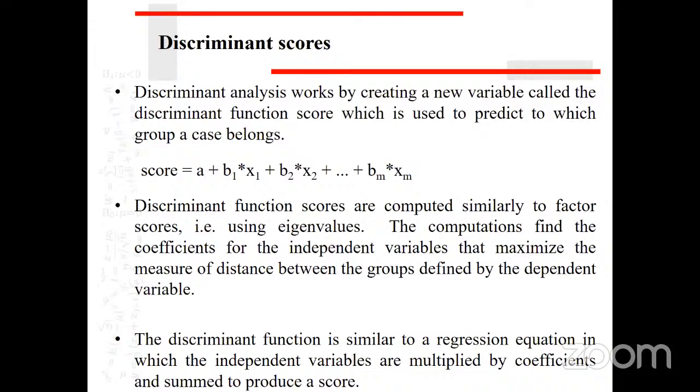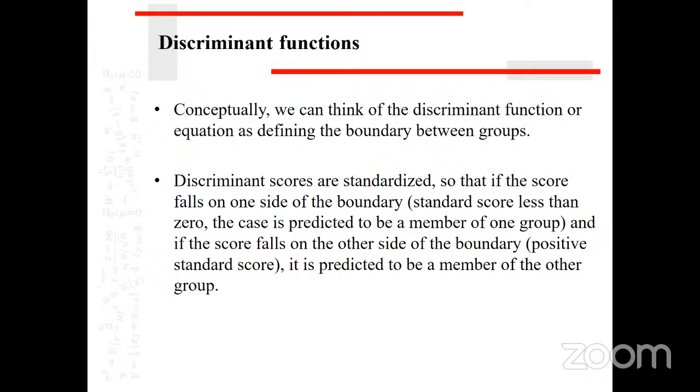Now these scores work as separators, and whatever scores are generated, they are scaled. So if it comes on one side of 0, this is one group, and if it is on the other side of 0, that will come in the second group. So this is how the discriminant function works through its score. Conceptually, we can think of the discriminant function or equation as defining the boundary between two groups. Discriminant scores are standardized. So if the score falls on one side, that is one group, and if it falls on the other side, it is another group.